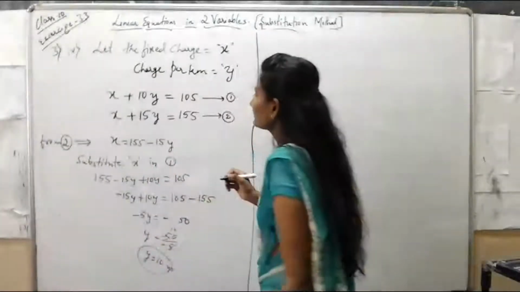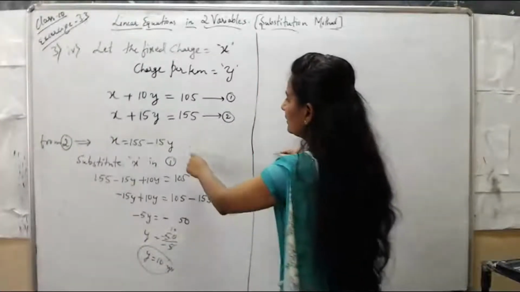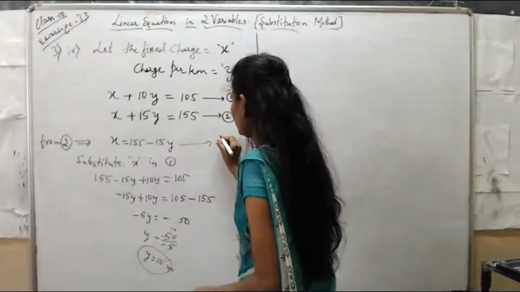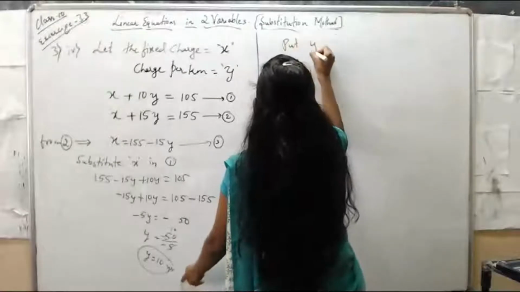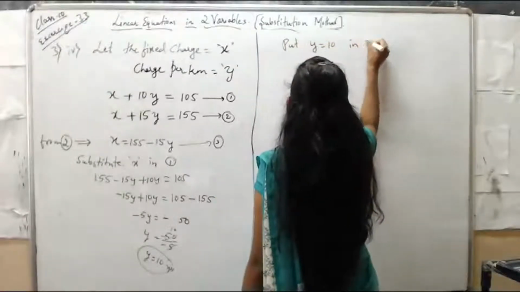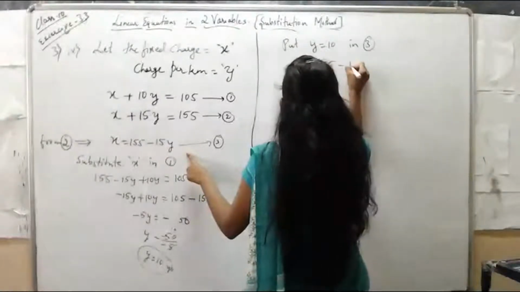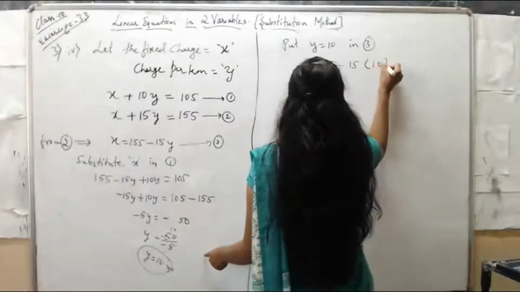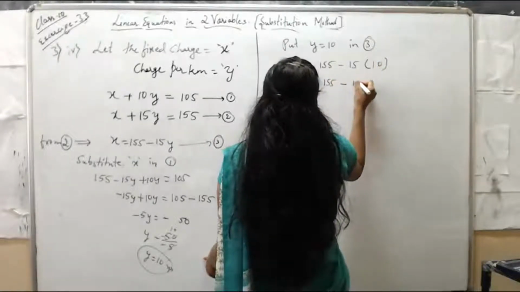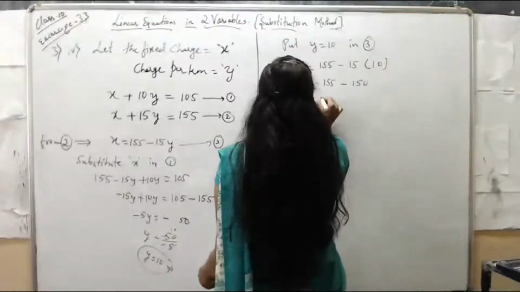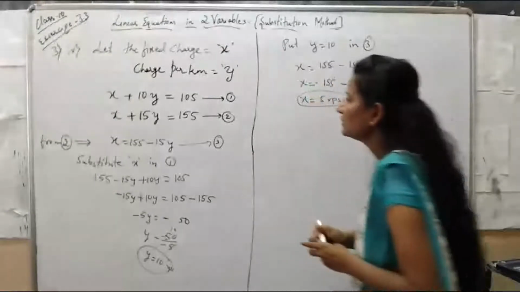Now put y equal to 10 in equation 3. What is equation 3? x is equal to 155 minus 15 into 10. x is equal to 155 minus 150. x is equal to 5 rupees.